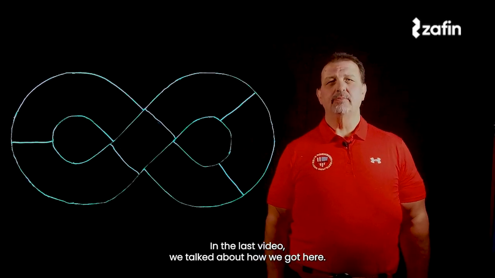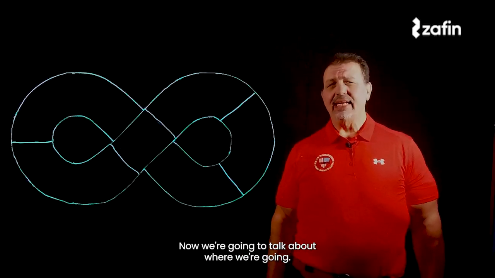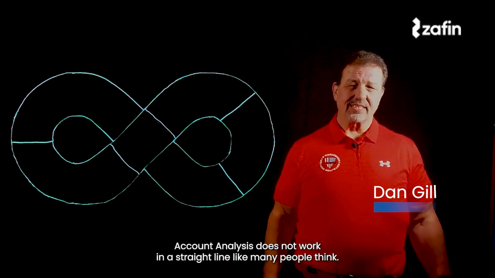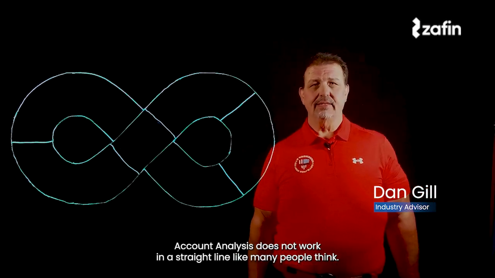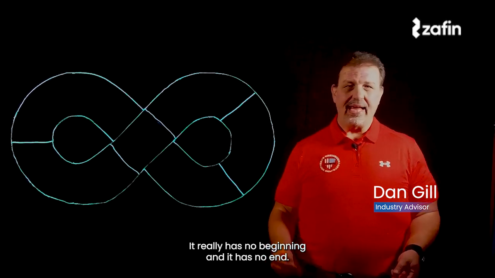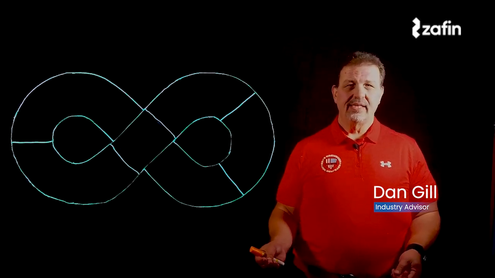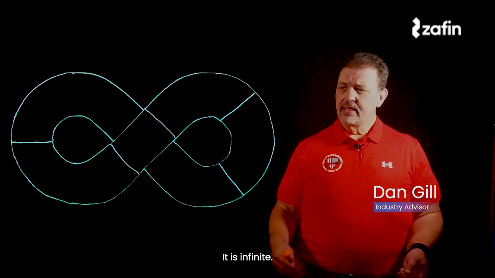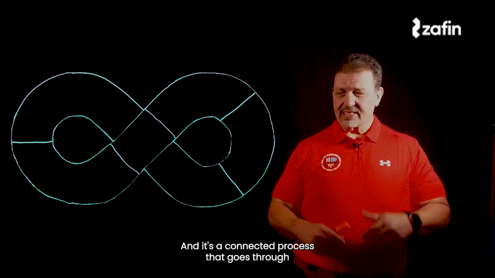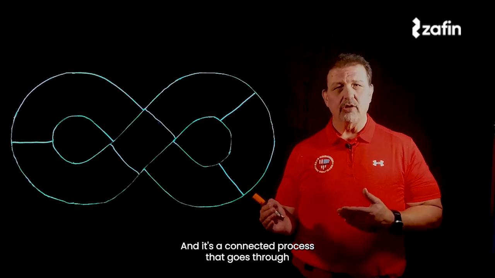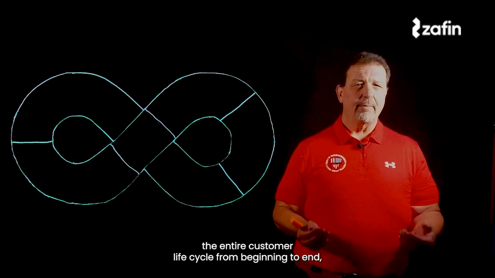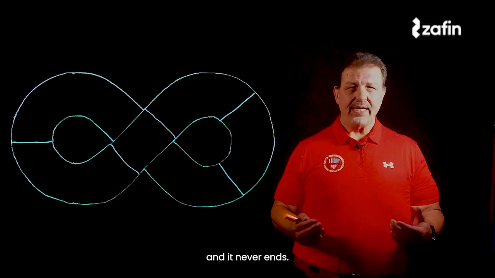In the last video, we talked about how we got here. Now we're going to talk about where we're going. Account analysis does not work in a straight line like many people think. It really has no beginning and it has no end. It's infinite. This is the Zafin account analysis infinity. And it's a connected process that goes through the entire customer lifecycle from beginning to end, and it never ends.